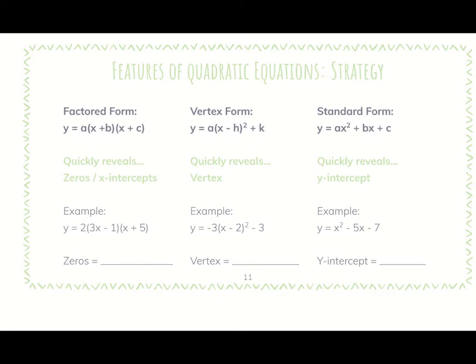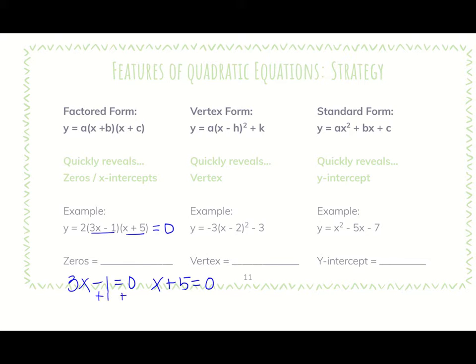And remember, to find those zeros, we need to set our equation equal to 0, and we only set the factors equal to 0 to solve. So we would get 3x minus 1 equals 0, and x plus 5 equals 0. And we would go through and solve, and that would quickly tell us our zeros or our x-intercepts, where it crosses the x-axis. And we do that by inverse operation.